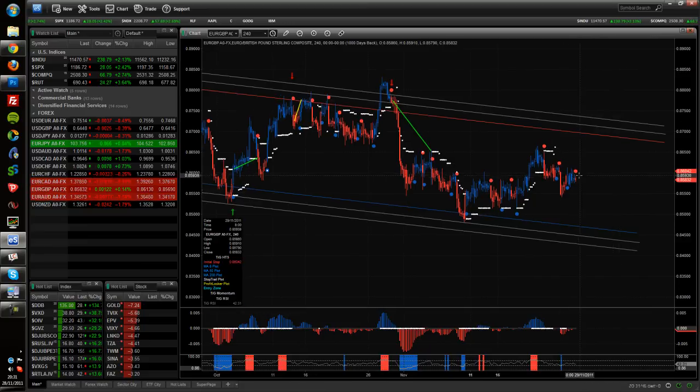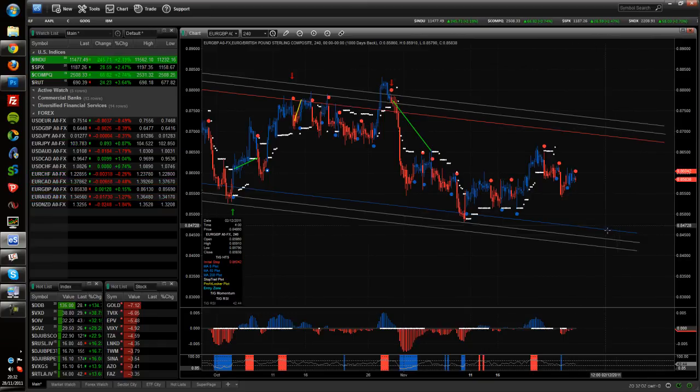We're currently sat right in the middle of this channel, and price is obviously going to move up or down, and if it moves up into this area, I'm going to be looking for a short. If it comes down into this area, I'm going to be looking for a long.